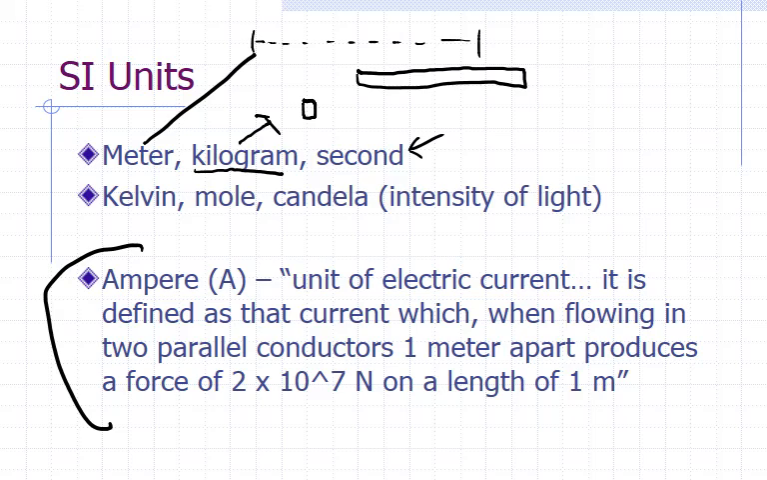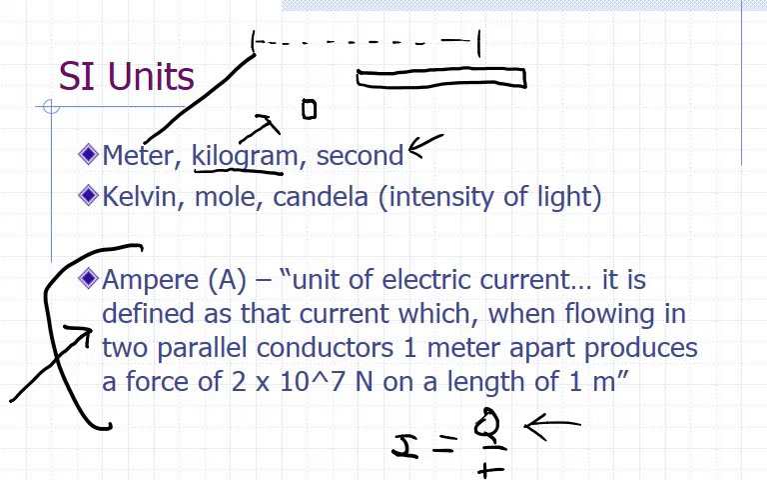What they did with the ampere, it's very, very hard. If we look at current, it's how much Q over T, right? How much charge in a period of time. It's very, very hard to measure charge. We can do it now, but back then there was no way. They can measure force very easily.